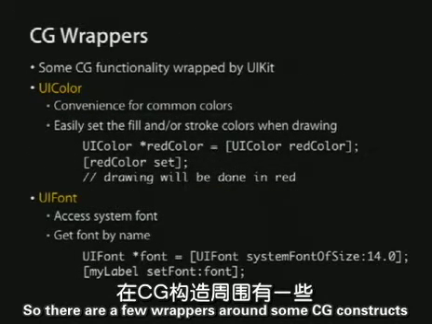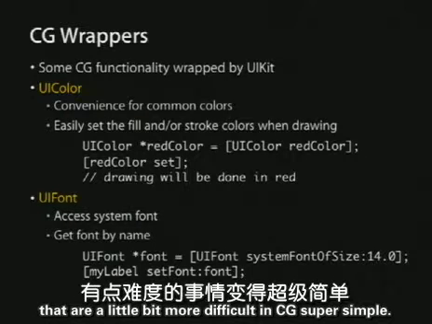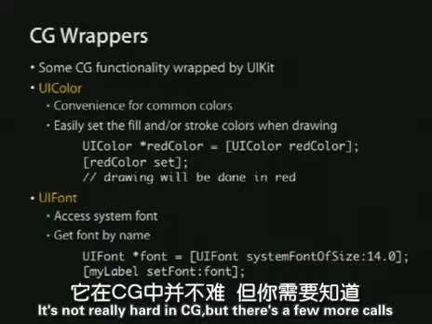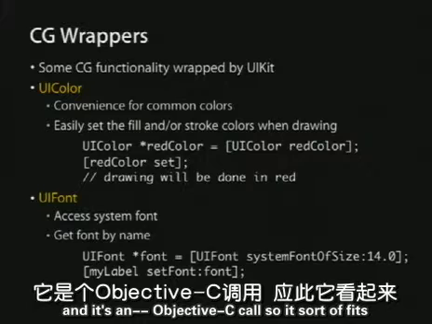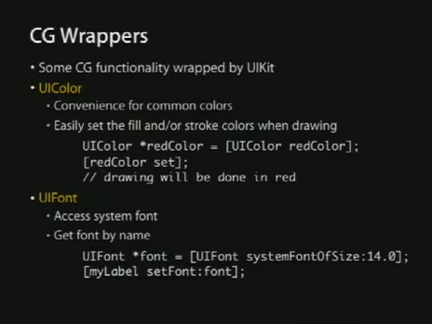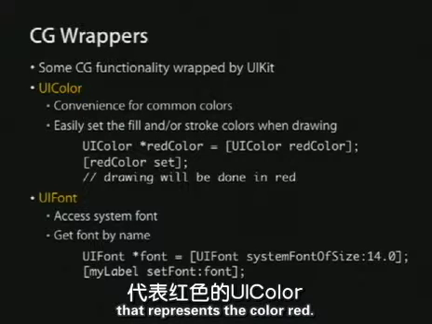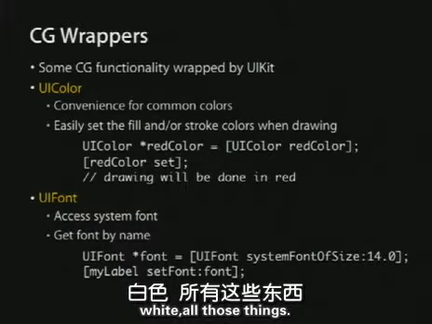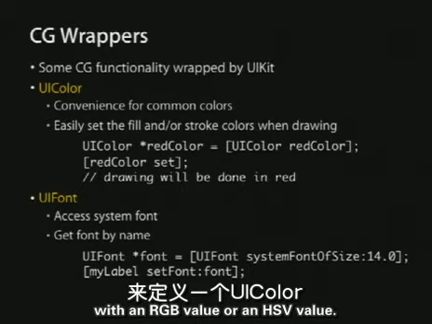There are a few wrappers around some CG constructs that are provided by UIKit, which make some things that are a little bit more difficult in CG super simple. One of the great examples of that is UIColor. It's not really hard in CG, but there are a few more calls that you have to know. And in UIKit, it's really easy, and it's an Objective-C call, so it sort of fits in with everything else you're doing. You can just call UIColor redColor, and that'll give you back a UIColor that represents the color red. There's a bunch of these convenience methods, like redColor, blueColor, green, gray, black, white, all those things. You can also define a UIColor with an RGB value or an HSV value.